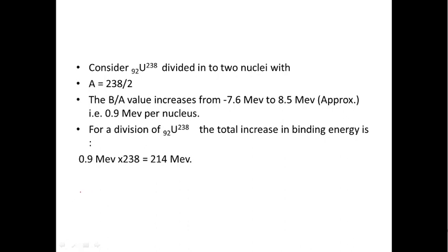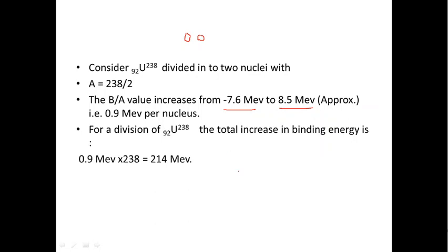Now let's look into how much energy would be released if one atom or one nucleus, and when I say atom and nucleus, of course, I mean the same, one atom of uranium, one nucleus, is broken into two parts. Let's see that. Now I am dividing it into two. When I divide it into two, the two parts, which we call fission fragments, will then have B by A increasing from 7.6 to 8.5 MeV.